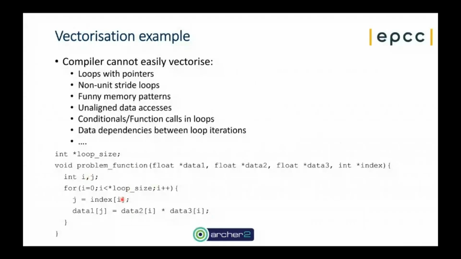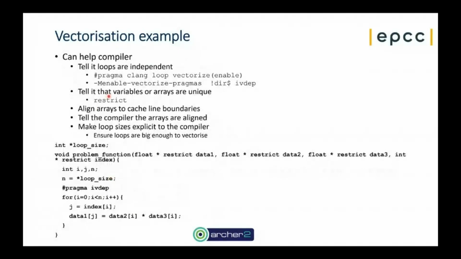It also won't like this because this loop size thing here is a pointer, and that means it could be changed as you go around the loop. Even if in here we don't have something called loop size, data 1, data 2, data 3 may actually point somewhere. So the compiler has to be very careful that it doesn't make wrong assumptions and so vectorize that loop.